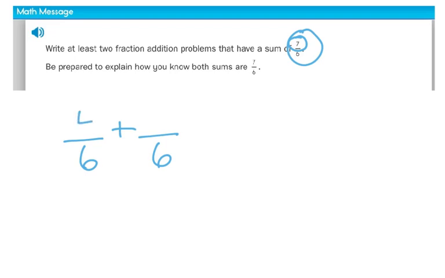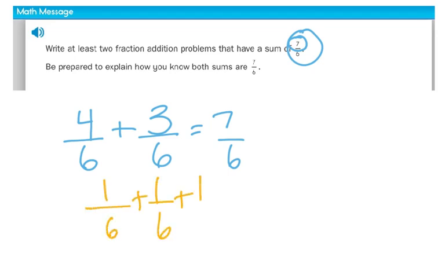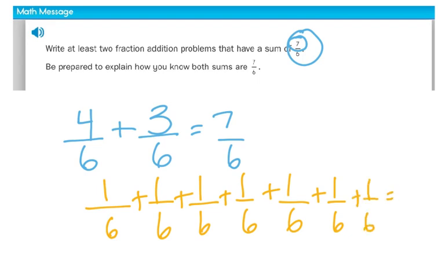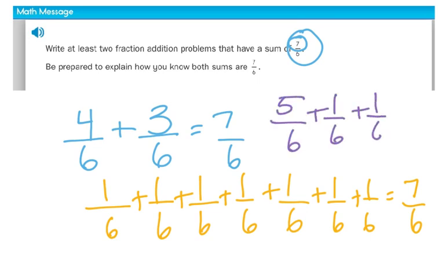I could do 4/6 plus 3/6, that would equal 7/6. I could do 1/6 plus 1/6 plus 1/6 plus 1/6 plus 1/6 plus 1/6 plus 1/6. Break it down into what we call unit fractions. I could do 5/6 plus 1/6 plus 1/6 would equal 7/6.